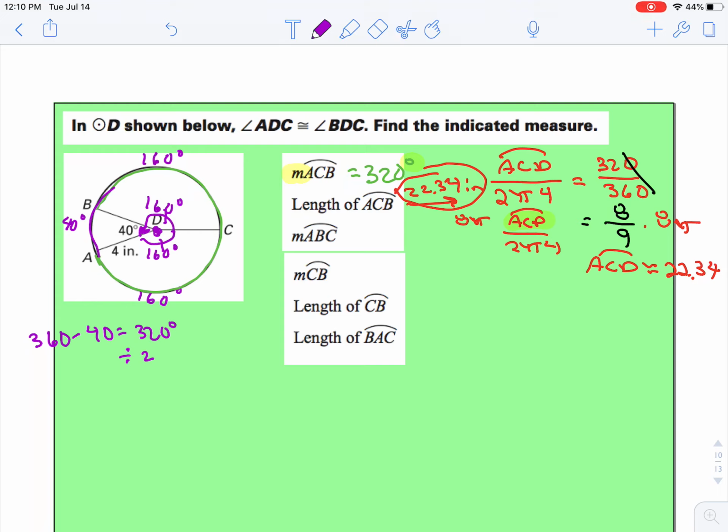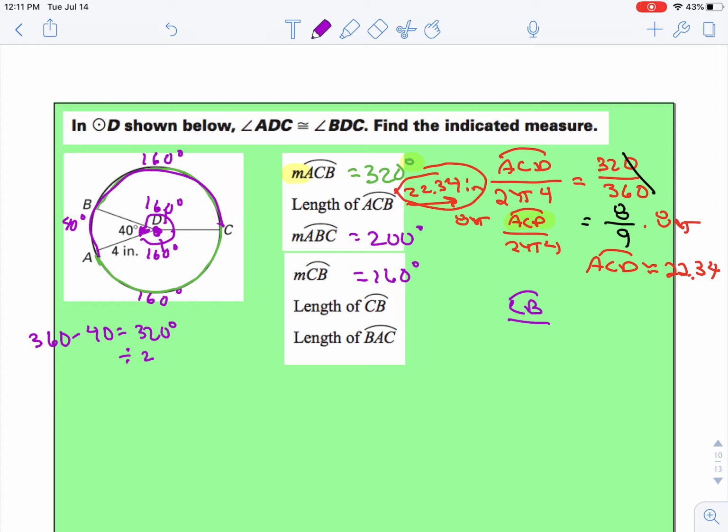All right, so now they want us to find the measure of arc ABC. So the measure of arc ABC is going to be the 160 plus the 40, which is equal to 200 degrees. How about the measure of arc CB? Well, we've already marked that as 160 degrees from our previous work.